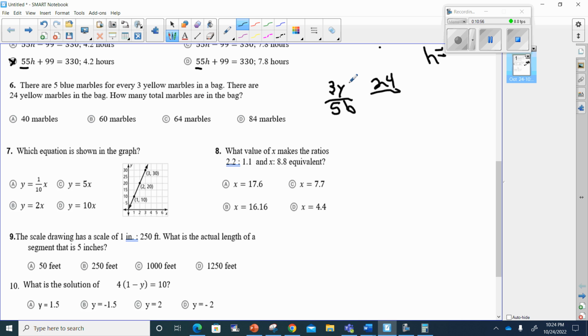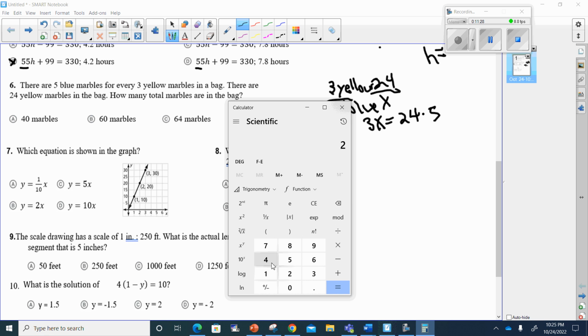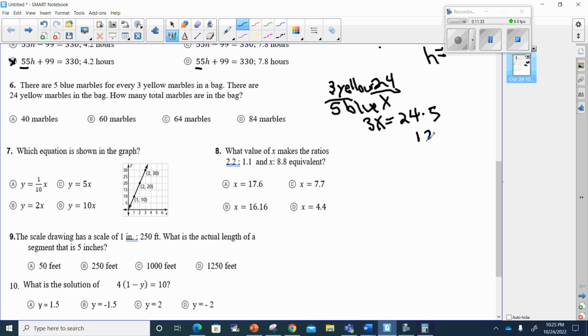This is a simple matter of cross multiplication. So I'm going to put X over here. And this is going to give me 3 times X. Remember, this is not 3Y, this is 3 yellow. This is 5 blue. So now I got 3 times X, that has to equal 24 times 5. All right, 24 times 5 is going to be equal to 120. That has to equal 3x.